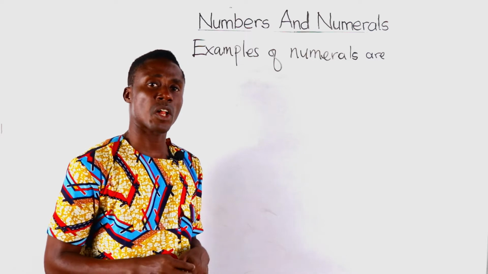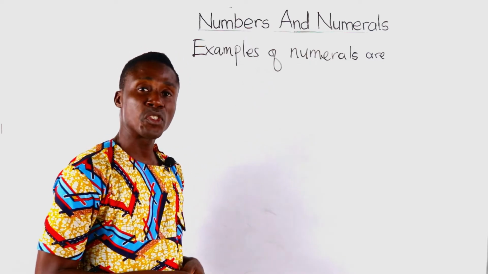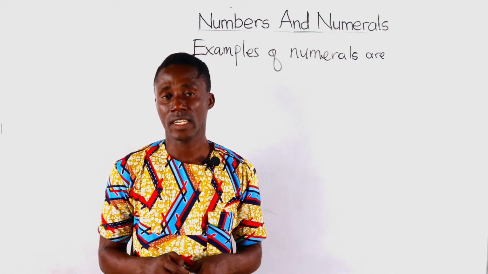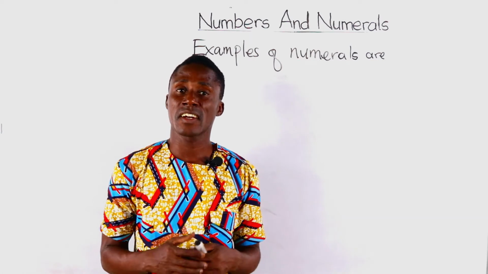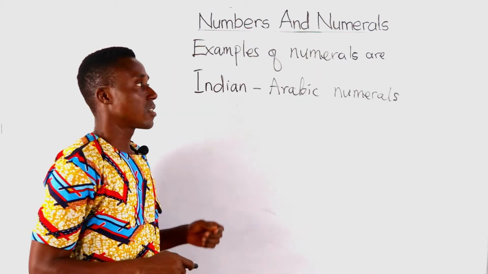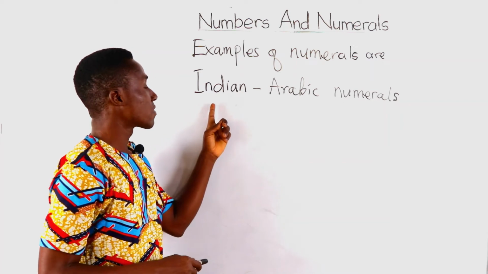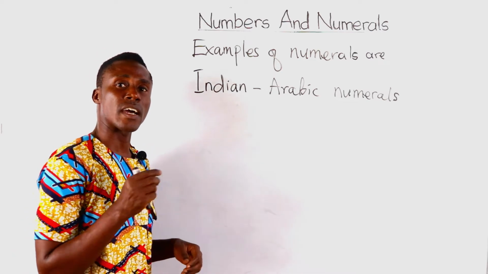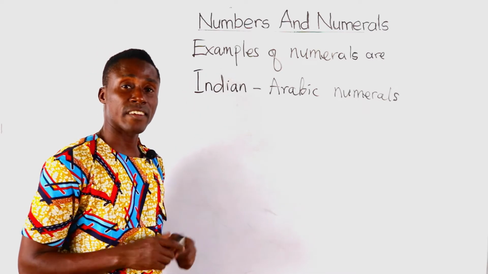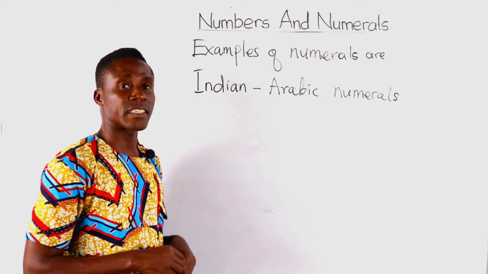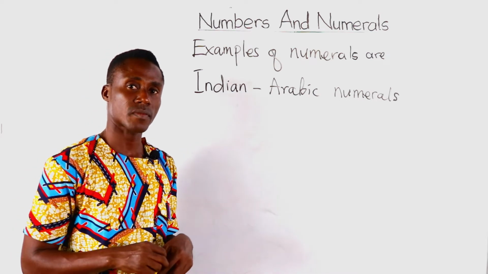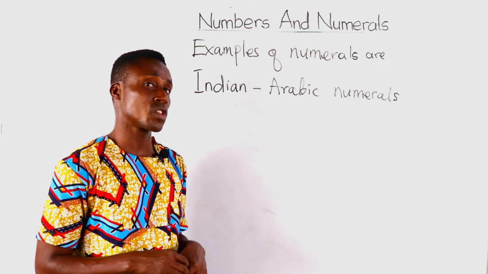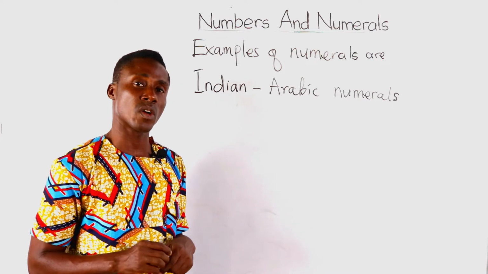Now, the next numeral that we want to look at is the numeral that is used all over the world, mostly today. And that is called the Indian Arabic numerals. The reason is that the Indians first created it, and then the Arab people took it and added a few more things to it. That is why we call them the Indian Arabic numerals, and they are the numerals used mostly all over the world today.